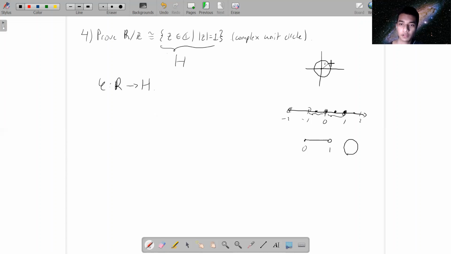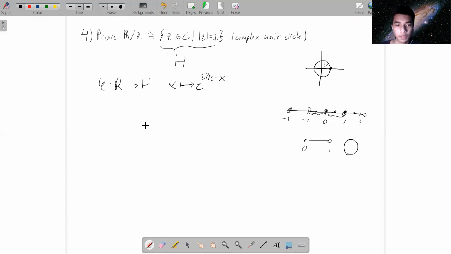So since we are looking at the complex unit circle, one idea might be to use angles, because the complex unit circle is basically a collection of angles. Multiplying by numbers in the unit circle is just moving around by a certain angle. 1 is angle 0, i is pi halves, etc. So consider the map given by x goes to e to the 2 pi i times x.